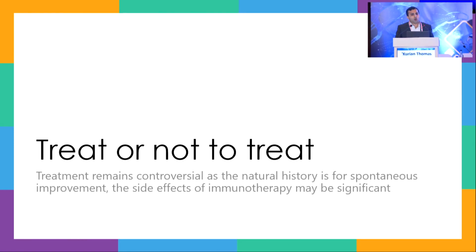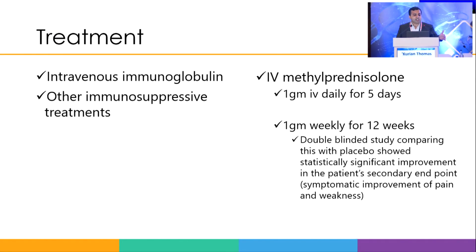So whether to treat or not treat these patients, that is the confusion that is there, because many patients spontaneously improve. But some patients are left with the deficits, so we usually tend to treat these patients with either IV immunoglobulin or with steroids. After the initial treatment, the patient is not put on continuous treatment and they tend to improve.